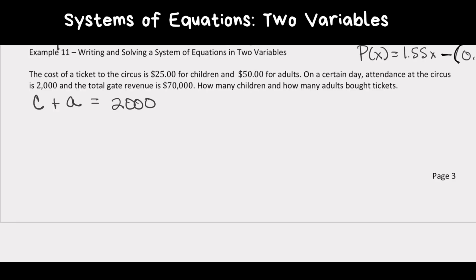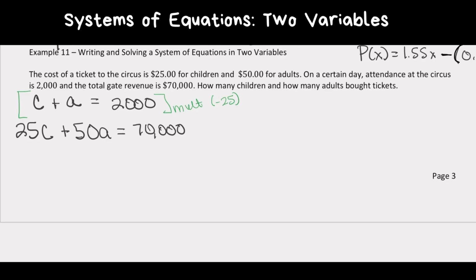Okay, that's about the number of people. Next, it's about the money. Each child was $25. So $25 times the number of children plus $50 times the number of adults. That's how much money for each, right? And the total is $70,000. It's a system of equations which we are going to solve, okay? Let's see. Let's multiply. I'm going to do the addition method. So let's multiply this by negative 25.